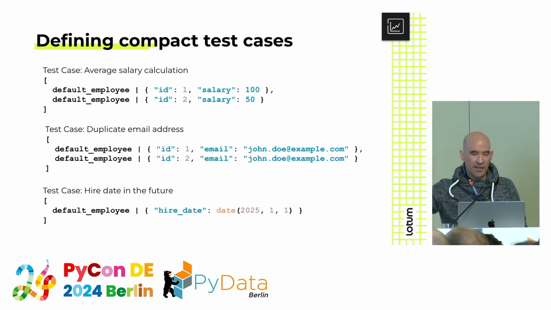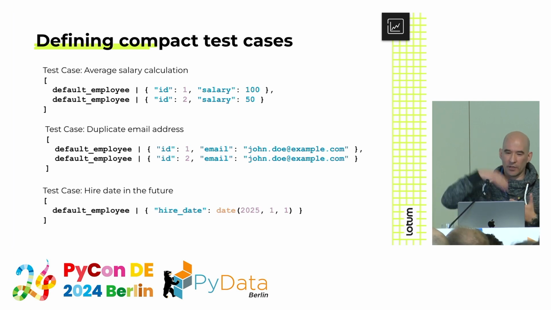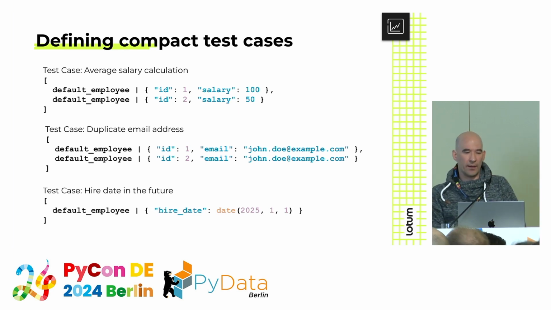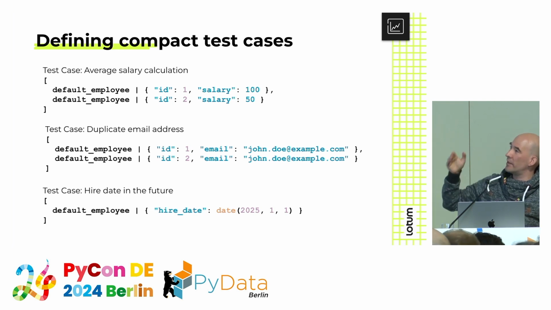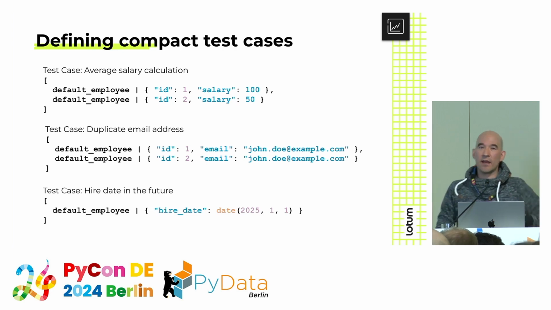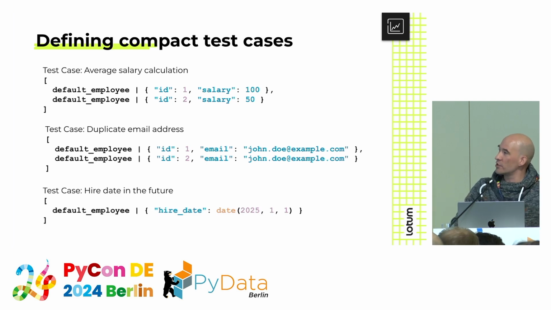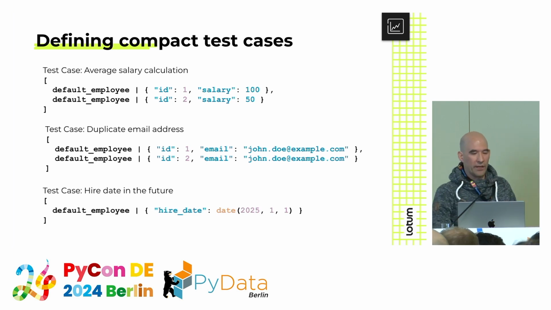And the first test case I showed here is kind of the continuation of my average salary verification. I have 2 employees with different IDs and different salaries and a lot of other fields, but I don't really care about them. And the same goes for the second test case, where I just want to verify what happens if I have 2 users which have the same email or a user with a date in the future.